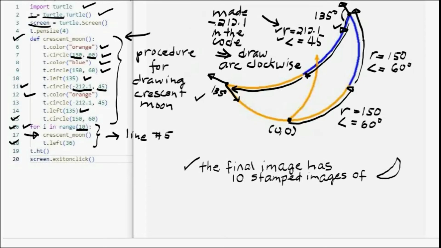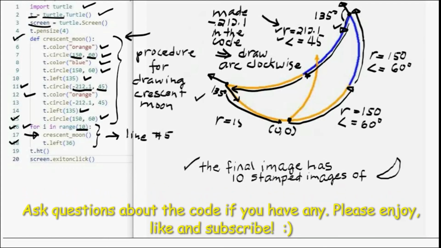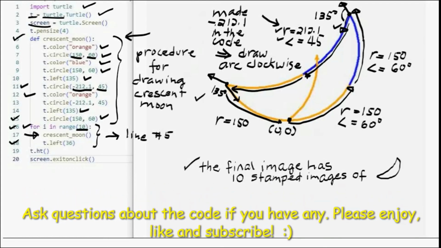Okay. And then finally, we have this last arc here. It is the orange arc. The orange arc is coming from the same circle from which the first two arcs were taken. So the R here is again 150, and then the angle over which this arc is generated is 60 degrees.